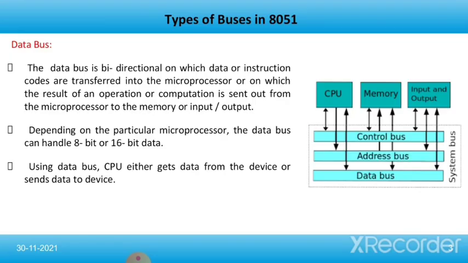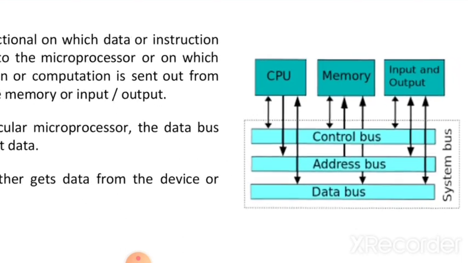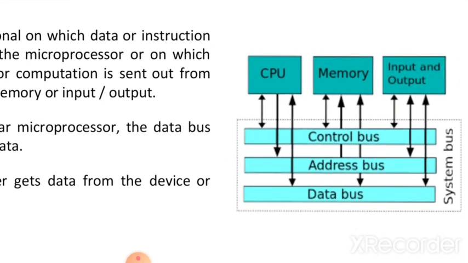So first is the data bus. The data bus is bidirectional, on which data or instruction codes are transferred into the microprocessor. If you look at this diagram, this system bus, here the data bus has an arrow on both sides.